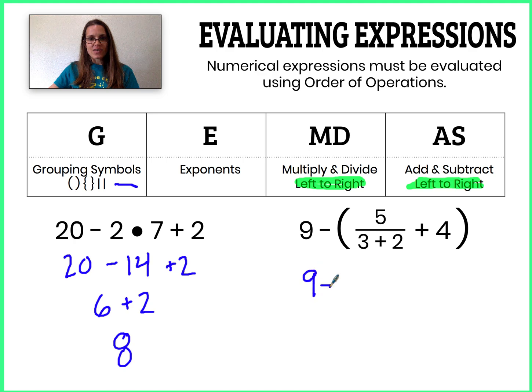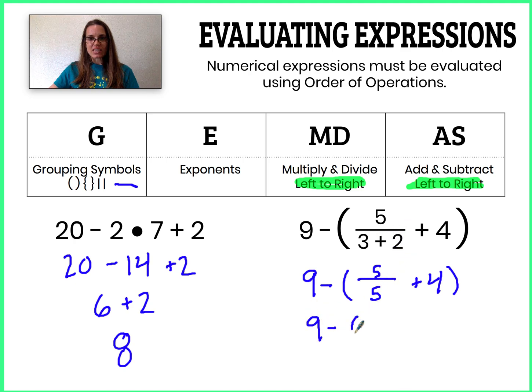That means I have 9 minus 5 is good to go, nothing to do there. 3 plus 2. So this is considered a grouping symbol, the denominator of my fraction. So 3 plus 2 is 5, plus 4. So again, I'm evaluating first the expression inside my grouping symbol, and then I have a grouping symbol within my grouping symbol.